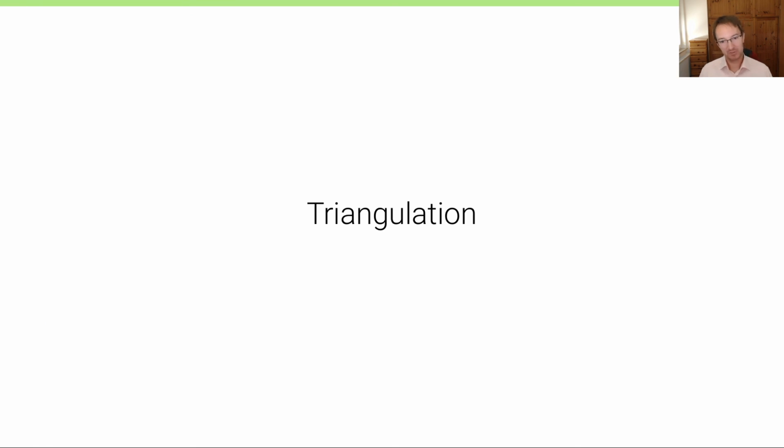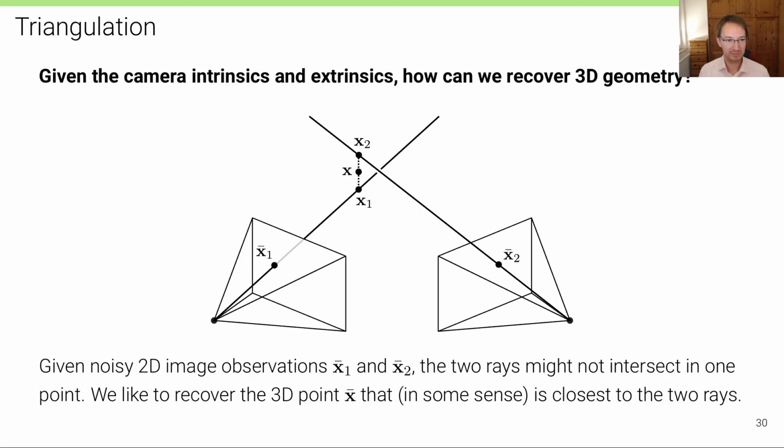Okay, so now we have recovered the relationship between the two cameras in terms of their rigid body transform up to scale, but we haven't recovered the 3D point locations yet. And this is done through triangulation. Now, given these two cameras with intrinsics and extrinsics, how can we recover the 3D geometry? And well, that's pretty easy.